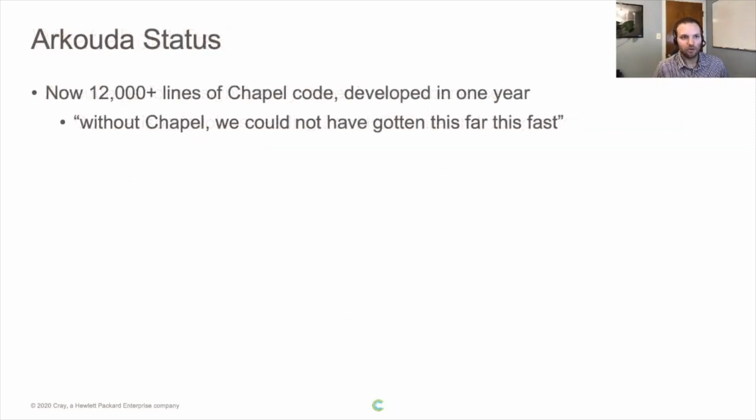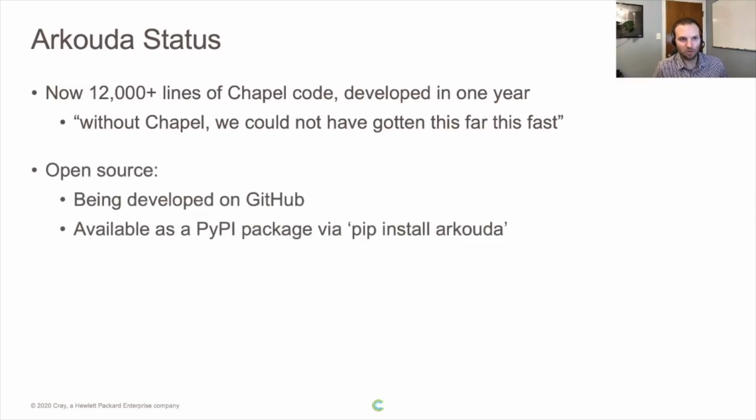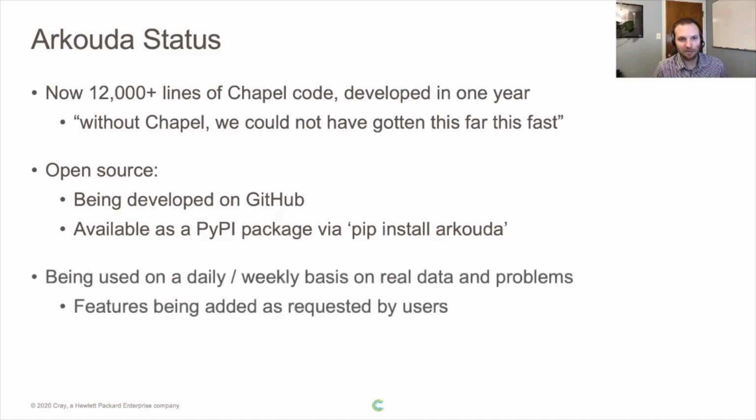So the status of Arkouda is we're now well over 12,000 lines of Chapel code developed all within a year. The Arkouda developer said without Chapel, we could not have gotten this far this fast. And I think that's a testament to how nice it is to work with Chapel, how productive of a language it is. The project is open source. It's being developed on GitHub, and it's available on PyPI. I'll post links to that at the end of the talk. And it's being used daily and on a weekly basis on real data and problems by the Arkouda developers and users.